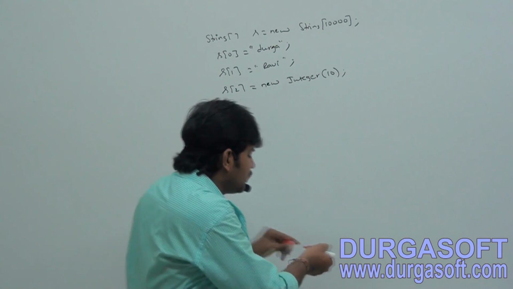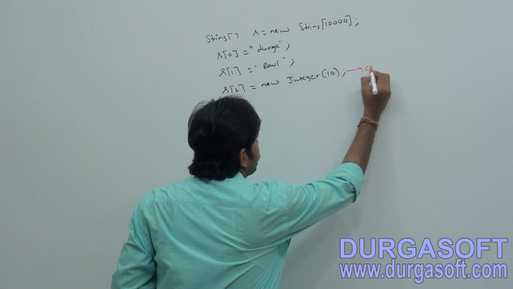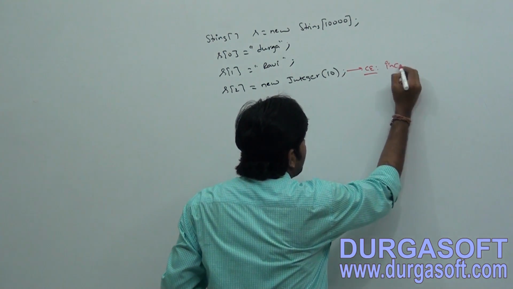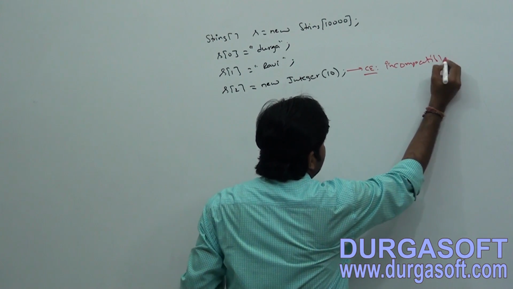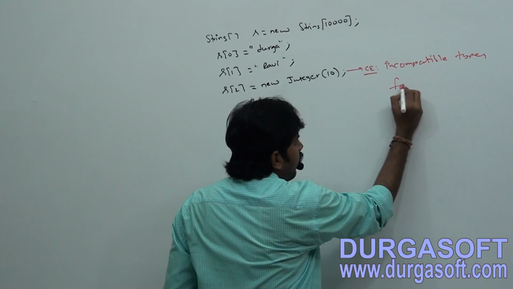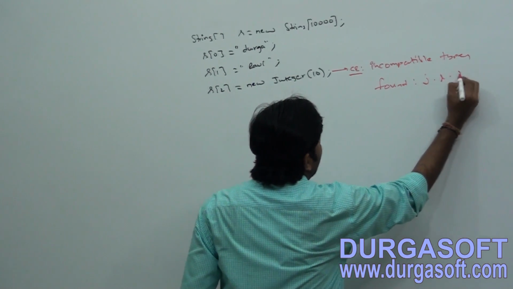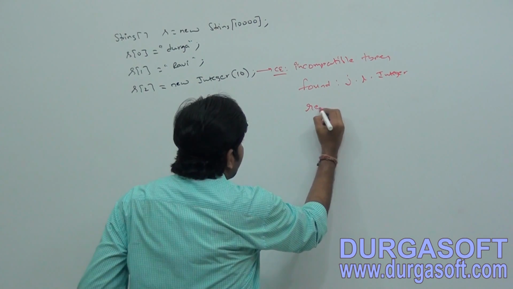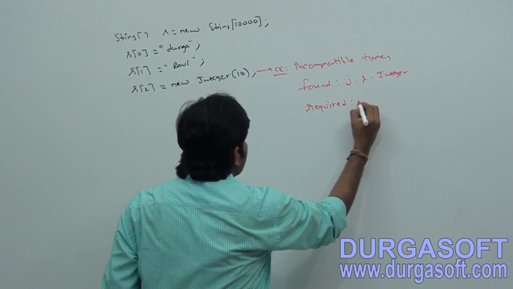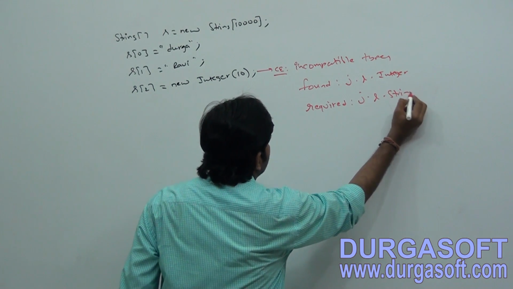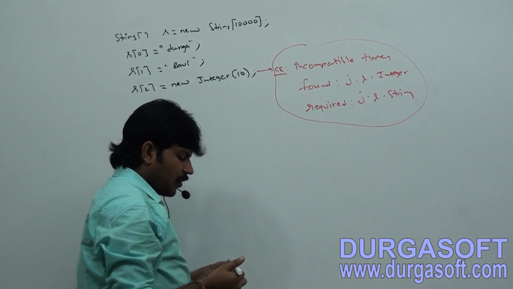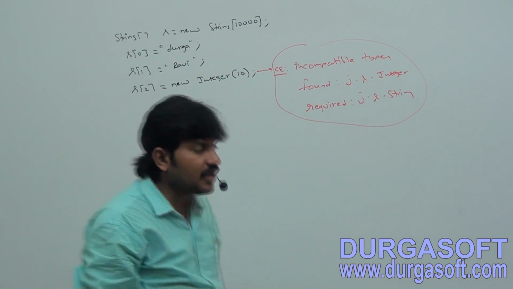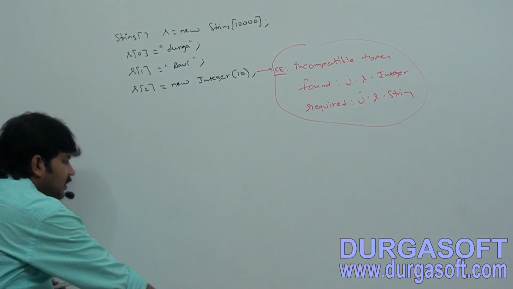So what exact compile time error are we going to get? Incompatible types, found java.lang.Integer, required java.lang.String. Immediately we are going to get a compile time error by default. By seeing that compile time error, I realize I made a mistake, and I can correct that mistake.